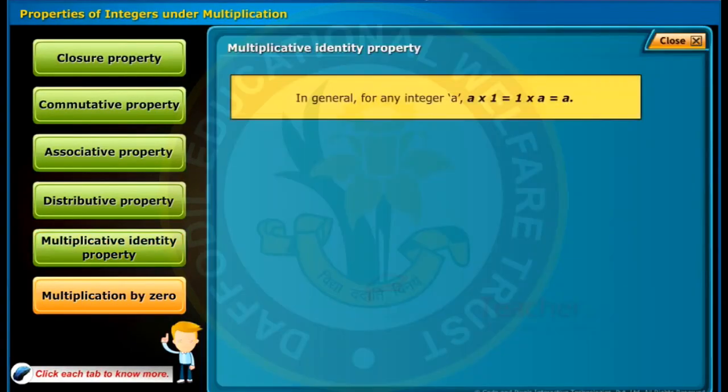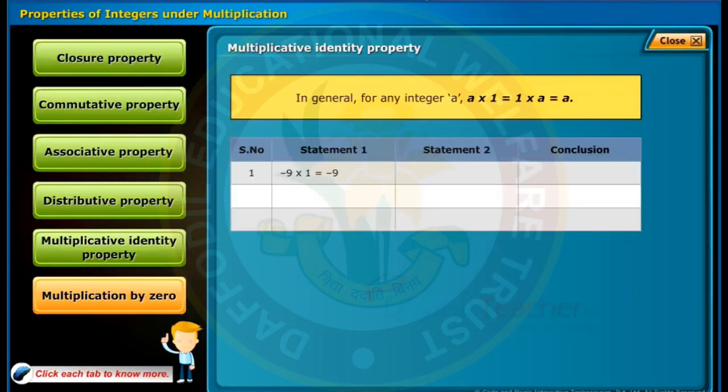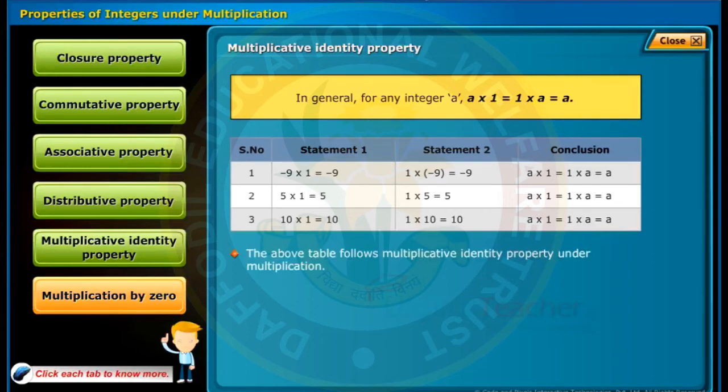Multiplicative identity property defines that for any integer a, a into 1 is equal to a. In the first statement, -9 into 1 is equal to -9, and in the second statement, 1 into -9 is equal to -9, and it concludes that a into 1 is equal to 1 into a is equal to a. Same for the second property.